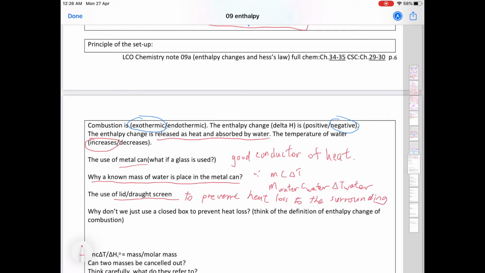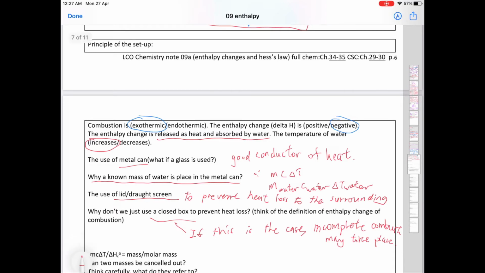I told you already why we can't do it in a closed system. If it is the case, what will happen? Only incomplete combustion will occur. That makes the experiment not suitable for measuring the standard enthalpy change of combustion, in which complete combustion is required.